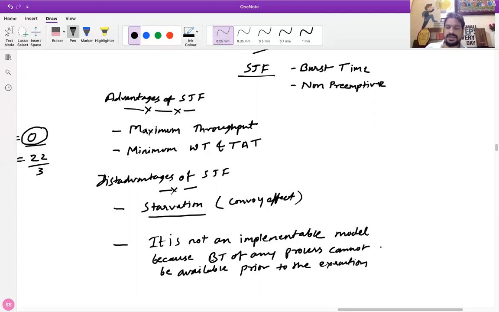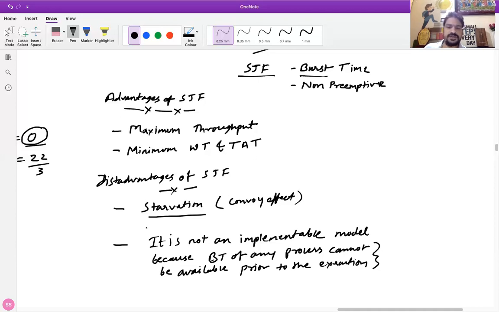Now, this is the main thing. The whole algorithm is based on the burst time, but in the actual world, we cannot find out the exact burst time of any process. What is the meaning of that? The meaning is that prior to the execution of any process, we cannot know what the burst time of that particular process will be, meaning how much time it will take in the CPU for the whole execution of its instructions. So that is the problem with the shortest job first algorithm.